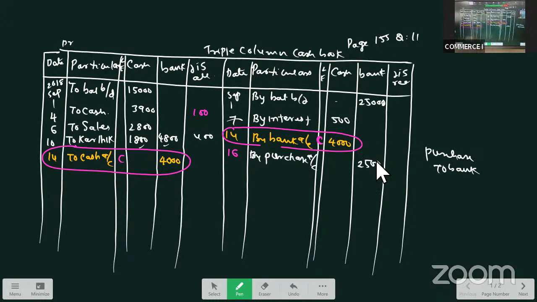2,500. Next, issued check to Manohar. Again, it is a payment. You gave a check to Manohar. By Manohar. Check worth how much? Check worth rupees 2,800 and discount received is 200. Okay, so all the entries are recorded. Go through once. Anything left?